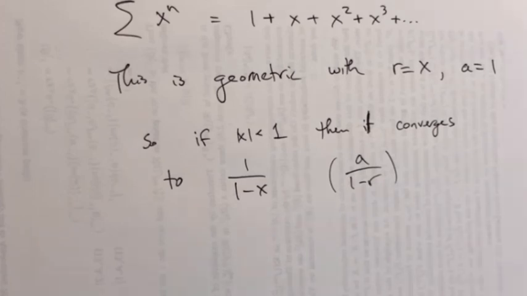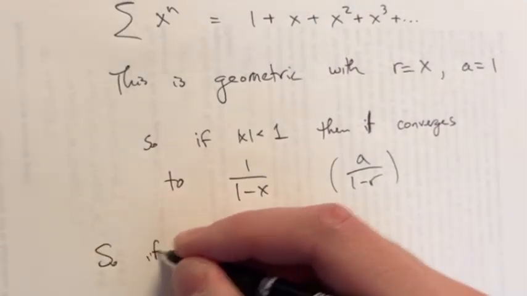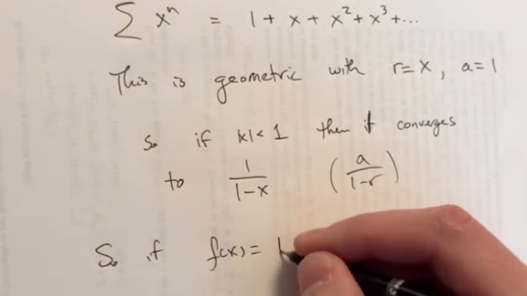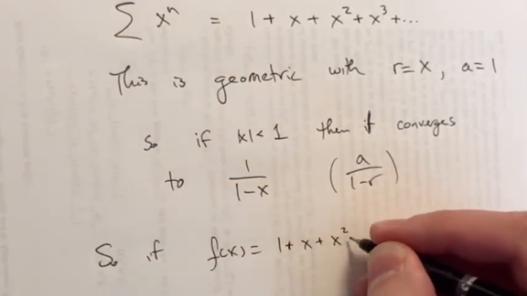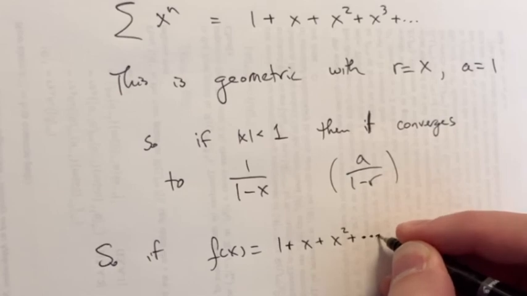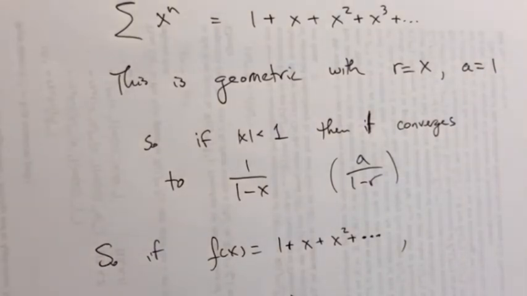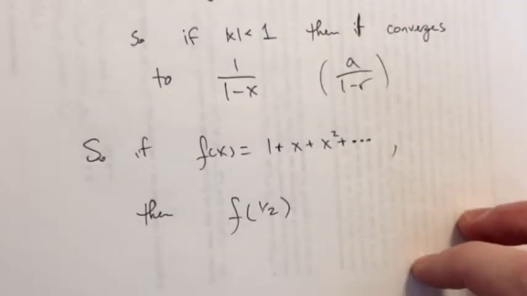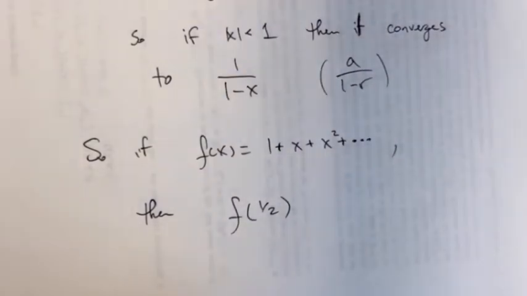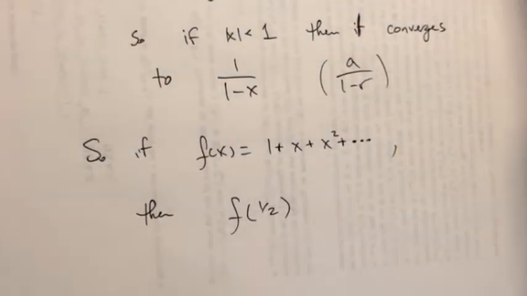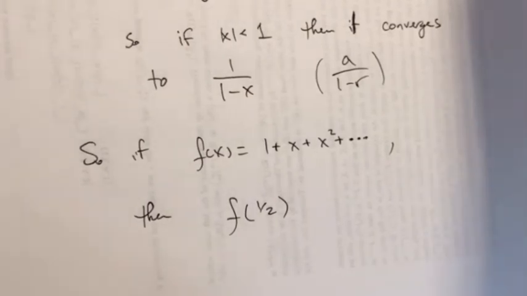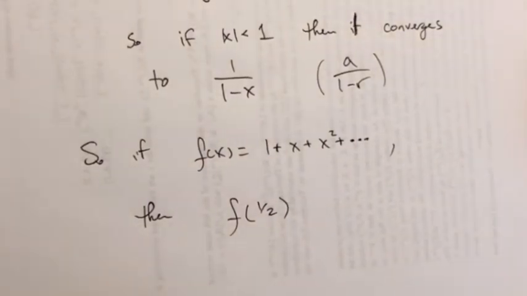So for example, if f of x equals 1 plus x plus x squared and so on, if I think of this as a function, then what is f of 1/2? Well, the absolute value of 1/2 is less than 1. Sorry, I'm off the bottom again. I'm looking at my screen here, but it's a slightly different viewport for some reason than what's on the big screen. Sorry about that.